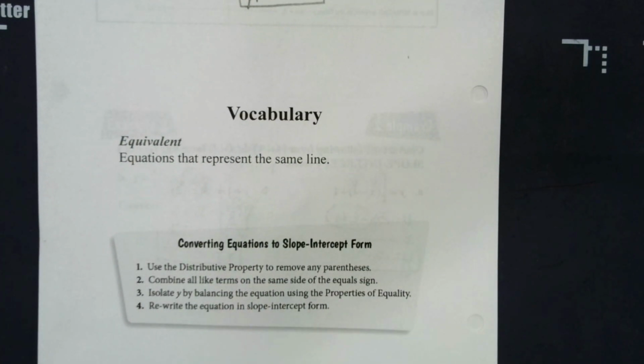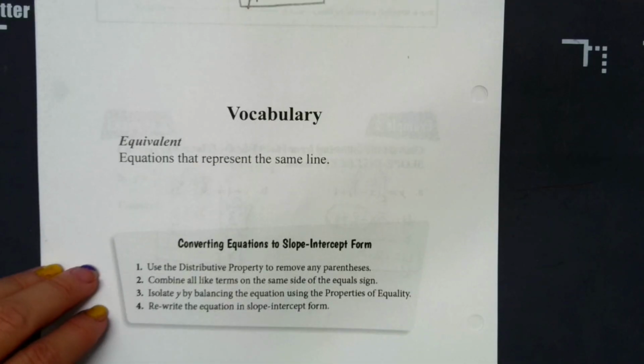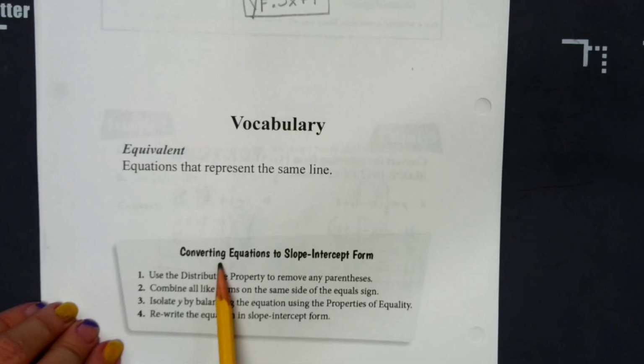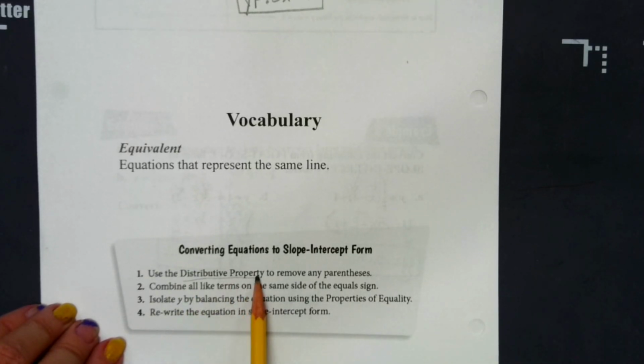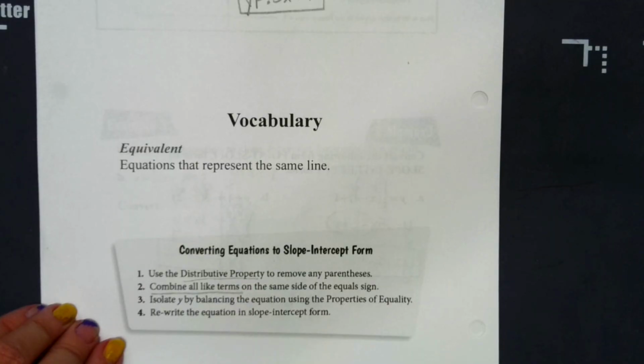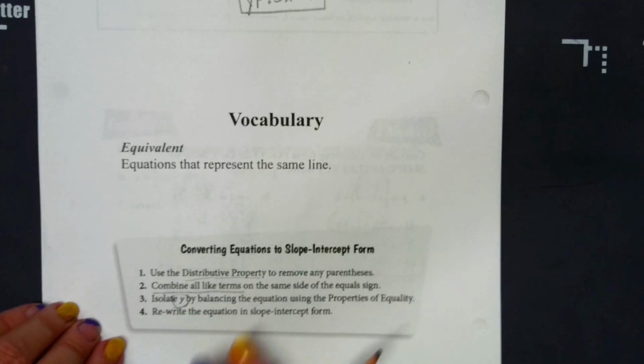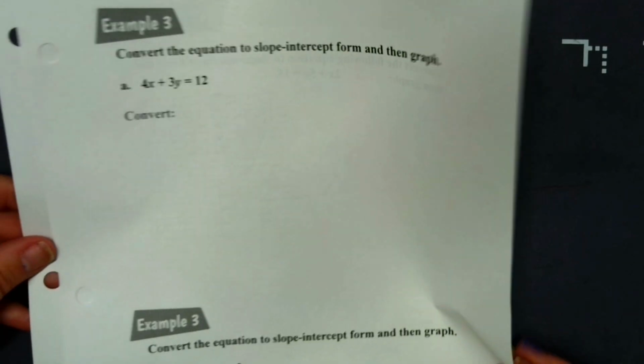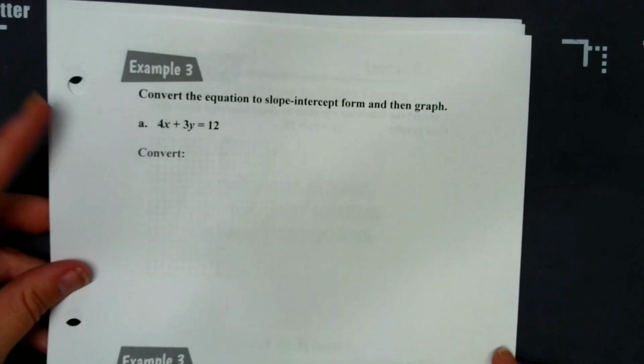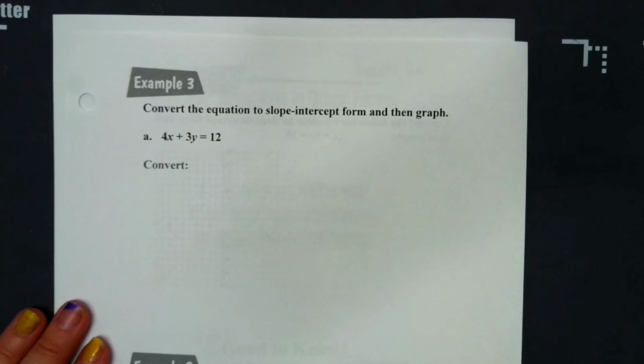Okay, just a little bit of vocabulary here. Equivalent means equal. Equations that represent the same line, they're equivalent. They mean equal. So converting equations to slope-intercept form, we've been doing the distributive property, combining like terms, and getting y by itself. This is just a recap of what we've done so far today.